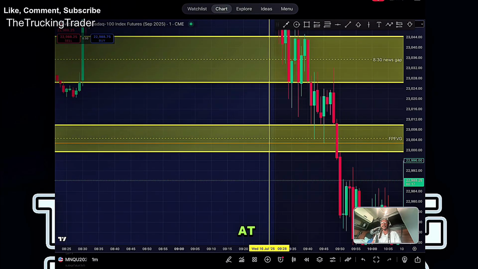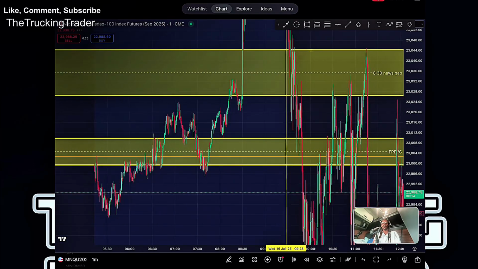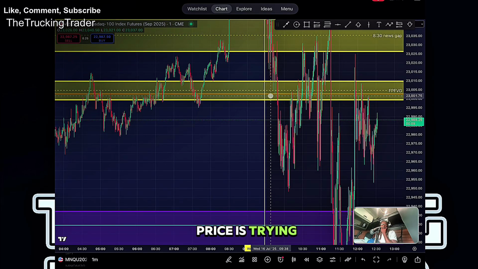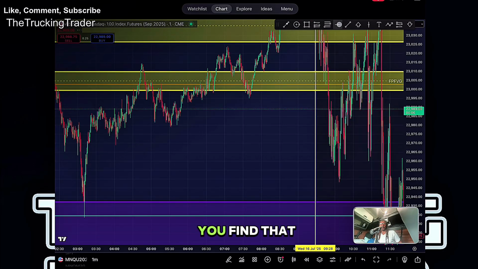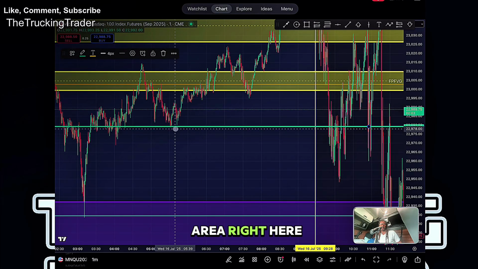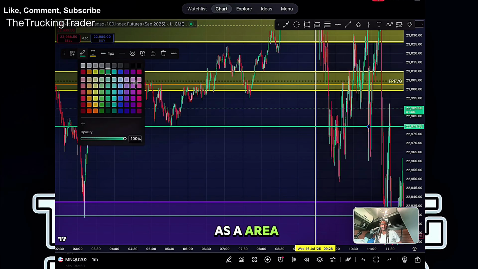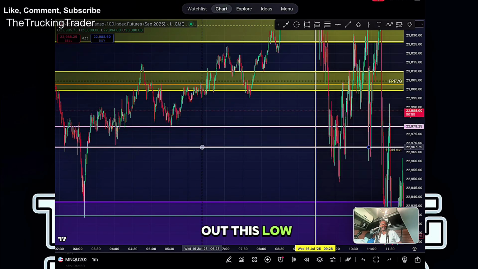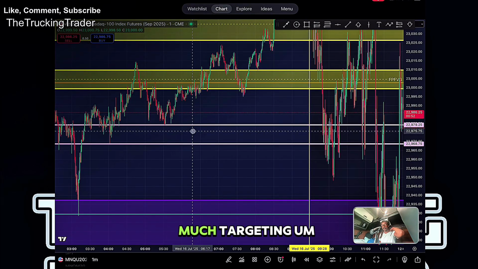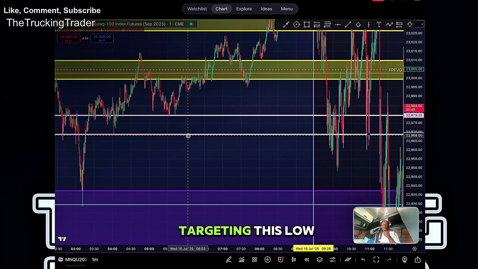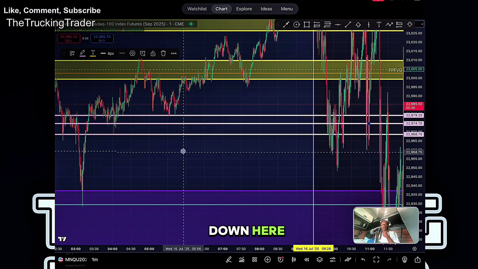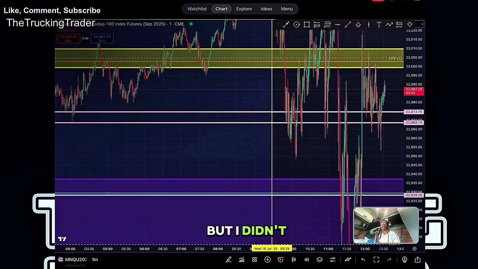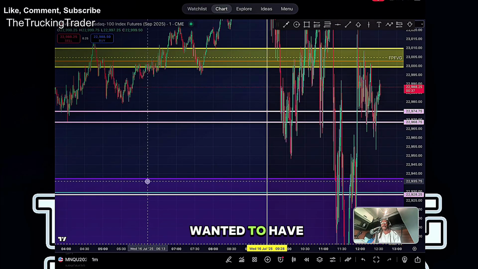And then where was the liquidity at? Well, on a 1-minute time frame, you will have to zoom out to find your liquidity. The moment you feel like you know where price is trying to go, you zoom out and then you find that liquidity. So I have marked out this area right here as an area of liquidity, and I also marked out this low down here, and that's what I was pretty much targeting. I was also targeting this low down here, but I didn't know if we were going to get all the way there. We had a little swing low down there, so I just wanted to have small goals.